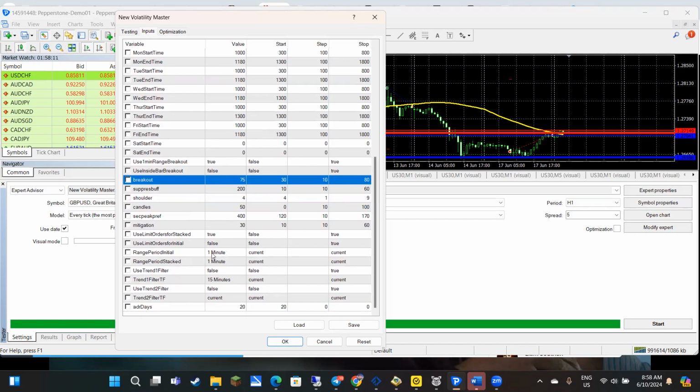Initial and stack trades are all just based off the 1 minute, which is what I tend to do on basically all my pairs when I'm trading a volatile event, like a red folder event or the US 30 Open. And when I'm trading a red folder event, usually I won't use a trend filter either.